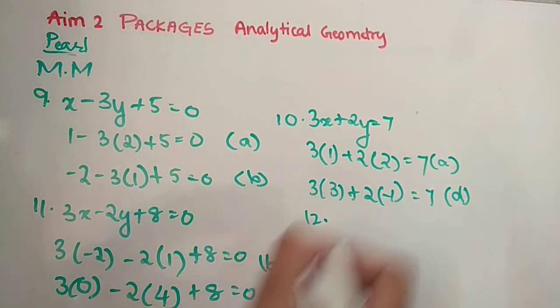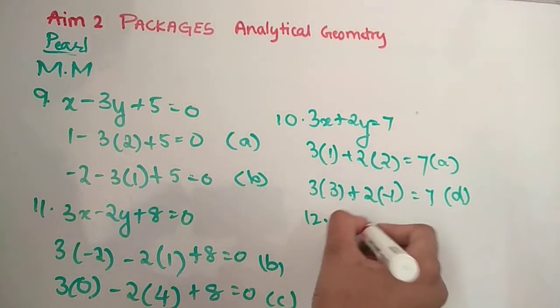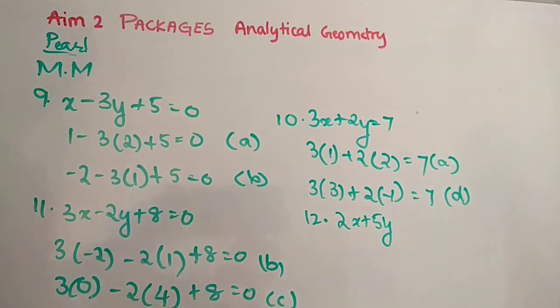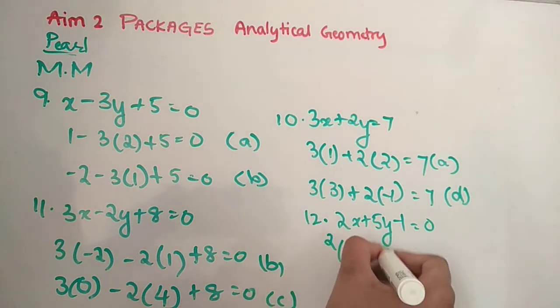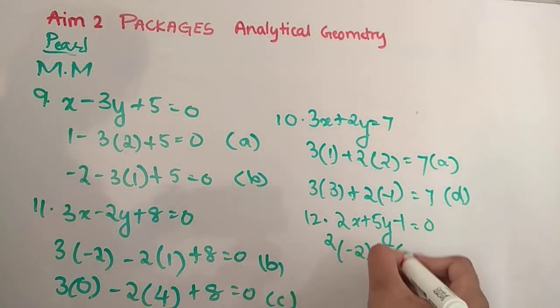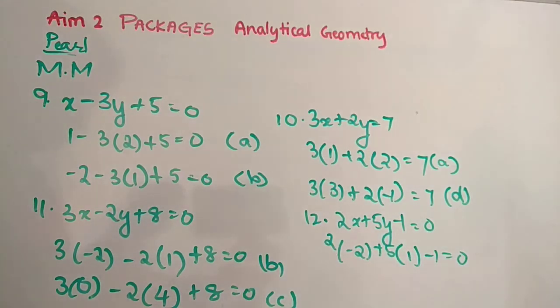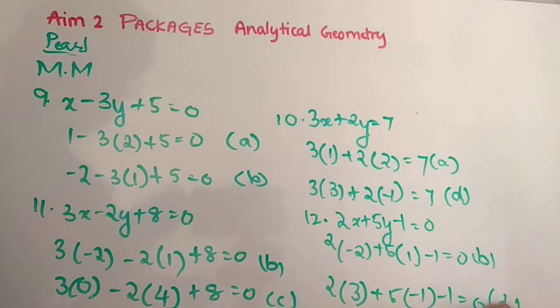Now 12th one we will see. So it is 2x plus 5y minus 1 is equal to 0. Then 2 into minus 2 plus 5 into 1 minus 1 is equal to 0. That is option B. And then next one is 2 into 3 plus 5 into minus 1 minus 1 is equal to 0. Option D, you will take it.